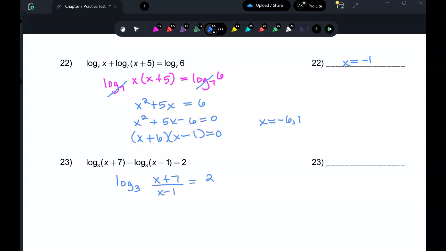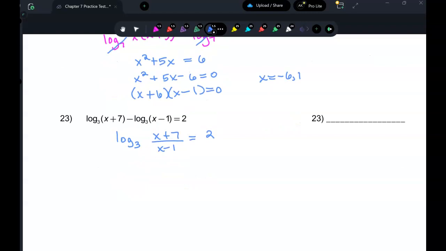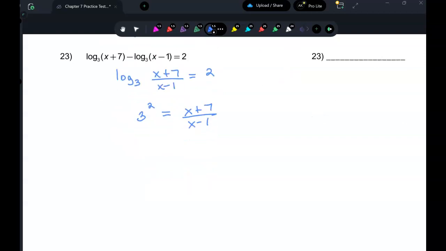Okay, this one we have a problem because there's no logarithm on the right side. So can I change it to exponential? It's 3 to the 2 equals x plus 7 over x minus 1. We can put that over 1 and cross multiply. So we'll have 9x minus 9. So we got 8x equals 16. x equals 2. And 2 is fine.